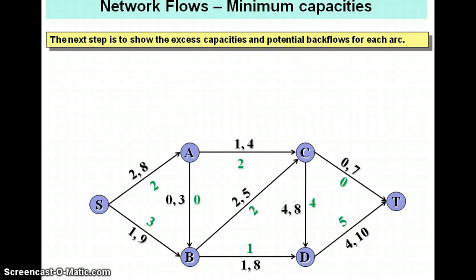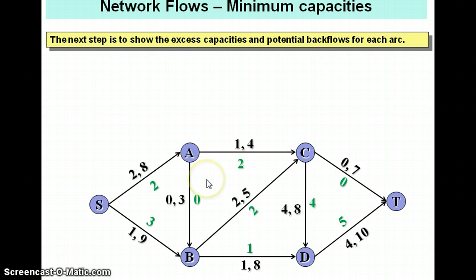And we now have a situation where everything works. What we now do is we show our excess capacities and potential backflows. The excess capacities being the forward arrows and the potential backflows the backward ones. And those figures will be related to the minimum numbers we now have. So for example, for AC, we could potentially increase that flow of 2 by 2, and we could potentially decrease by 1. So we put forward arrow of 2, backward arrow of 1.